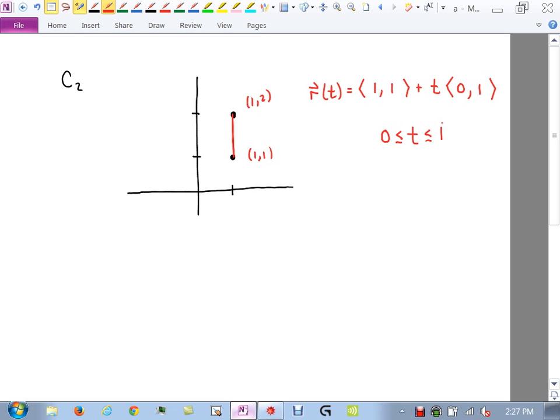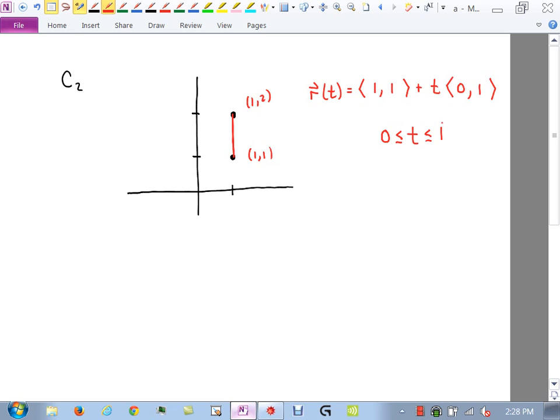Why? Well, if t is 0, this whole thing's gone, right? And you're at (1, 1), which is there. And if t is 1, then you basically add these two vectors together, you get (1, 2), and so you're up here. And if t is any number in between, it's just basically going to move you up this line segment.